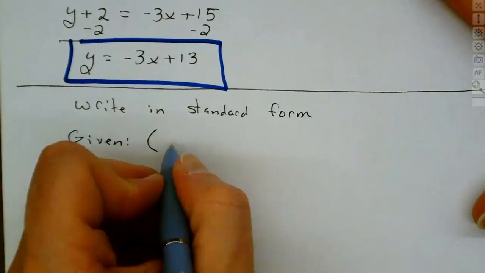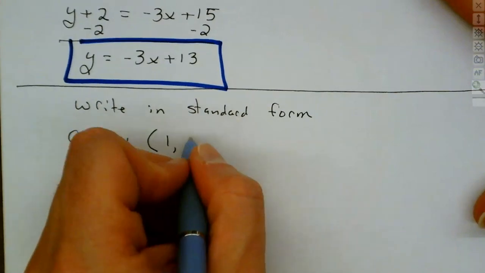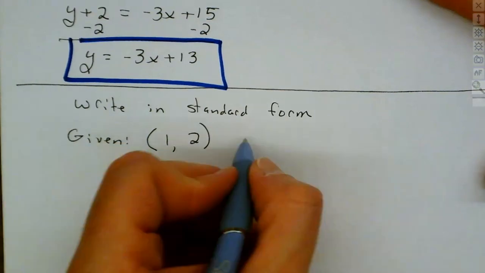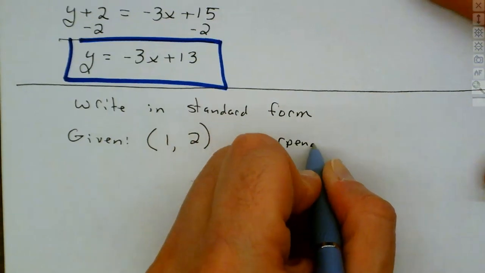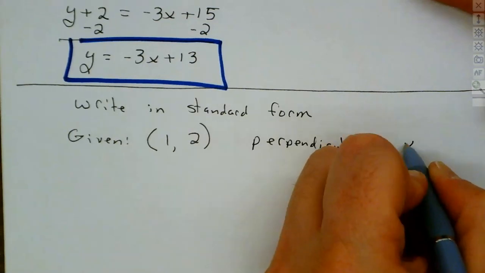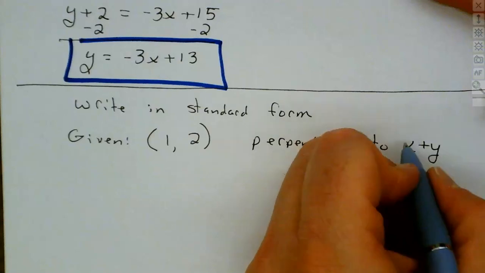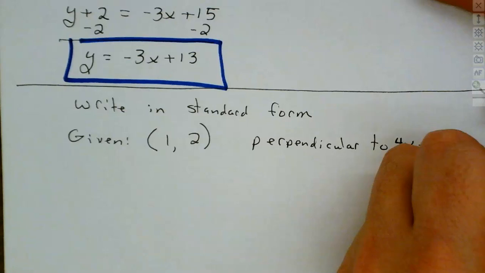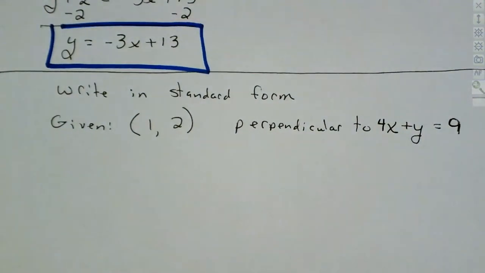How about you're given the ordered pair (1, 2). And let's say you're given perpendicular to this line equation. 4x plus y equals 9. So that'll be our line equation there. So making it pretty simple.